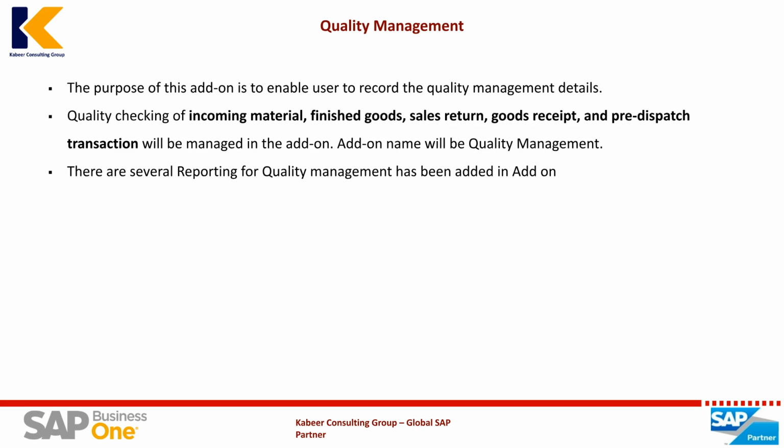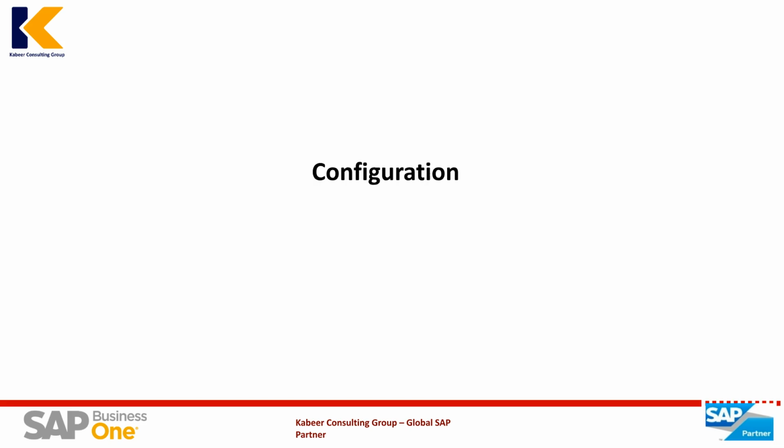The Quality Management Add-on allows users to record quality management details. It manages quality checking for incoming material, finished goods, sales return, goods receipt, and pre-dispatch transactions. The add-on also includes several quality management reporting options. Let's look at the configuration aspect of the Quality Management Add-on.